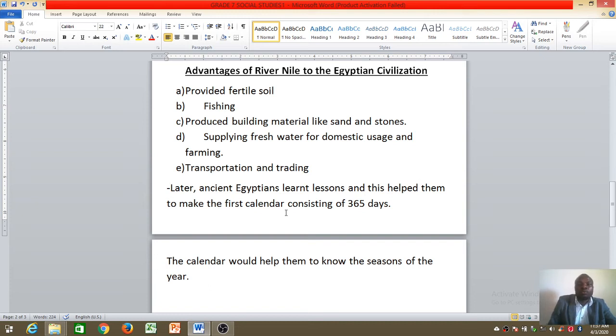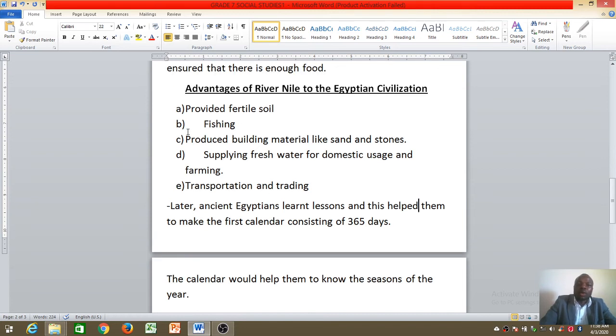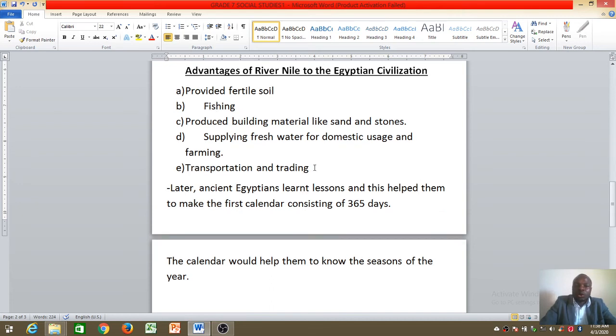River Nile flows from Lake Victoria to the Mediterranean Sea, and so it divides Egypt into Lower Egypt and Upper Egypt. River Nile is important because it has helped to provide fertile soil and water for fishing. It has produced building material like sand and stone. It has supplied fresh water for domestic use like drinking, washing, cleaning, and everything. It has also helped in transportation and trade.